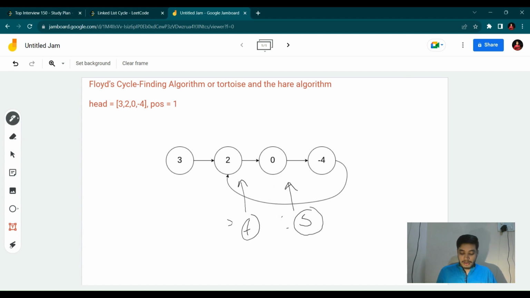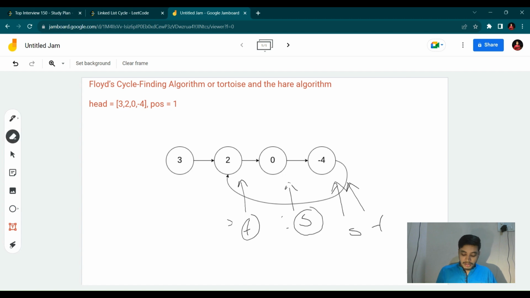So this is the outcome which we got. That means your slow pointer is now at 0 and your fast is at 2. Now again, when they move on, what will happen? Similarly, your slow pointer will now be at -4, and your fast pointer will again come to -4.